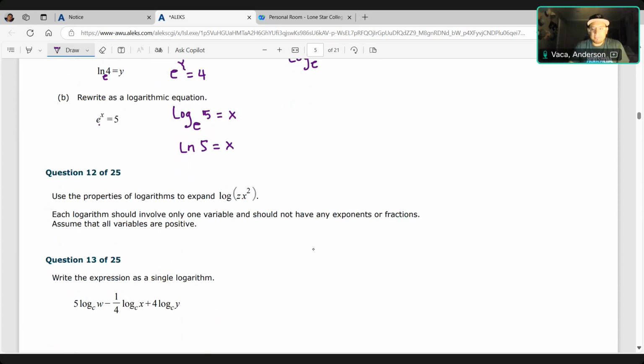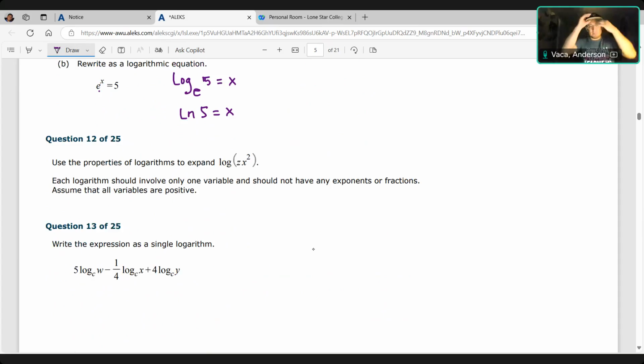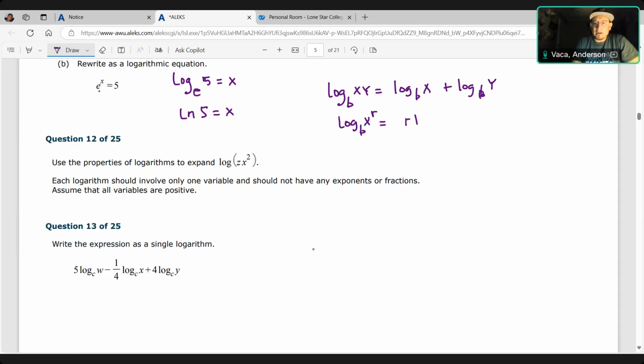All right, number 12, use properties of logarithms to expand. Let's do a little bit of expanding here. Let's review a couple of properties. The logarithm base b of xy is the logarithm base b of x plus the logarithm base b of y. The logarithm base b of x raised to the power of r is r times the logarithm base b of x.